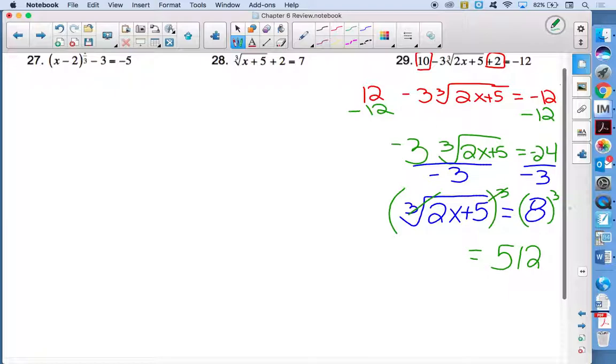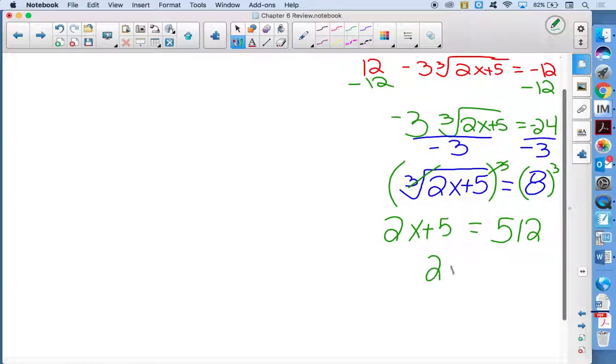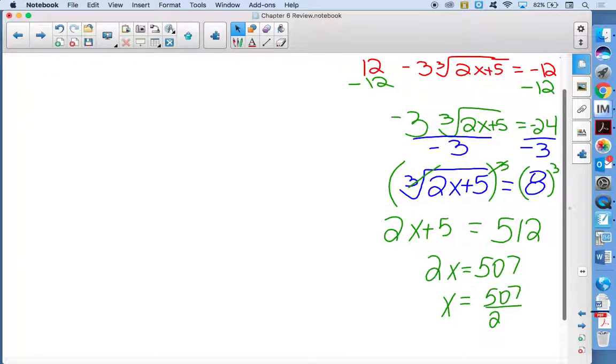So your cube root and your cube cancel. That just leaves us with 2x plus 5, and now we just have to solve for x. So if you subtract 5, you get 507, and I know this is an ugly answer. 507 over 2. Not a typical fraction you're going to see a lot of, but it's 507 over 2.